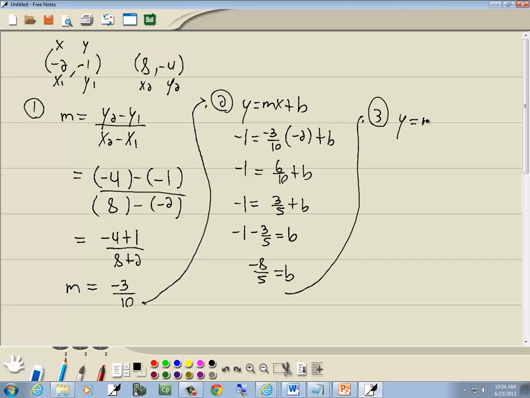Well, step 3, write down our answer. M from step 1 we said was -3/10, and b we said was -8/5. And let me just double check that real quick. That gives us 6/10 minus 16 is -10. Yeah. This gives us -24, and yeah. Okay, and that's our answer.